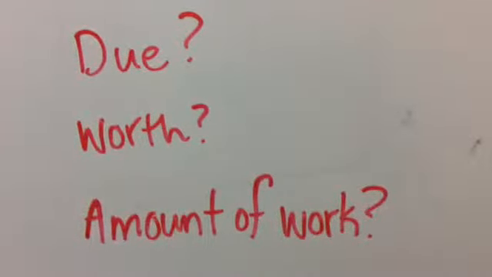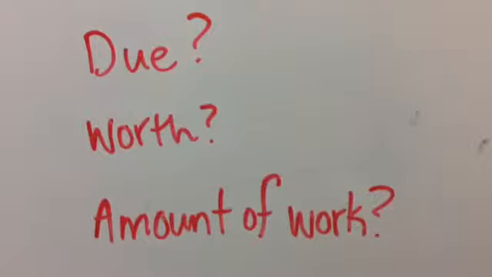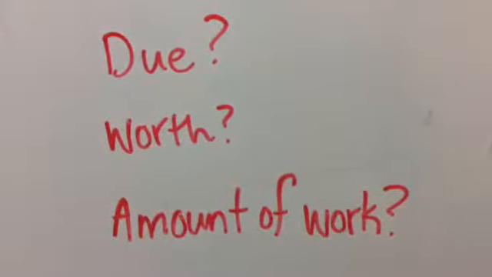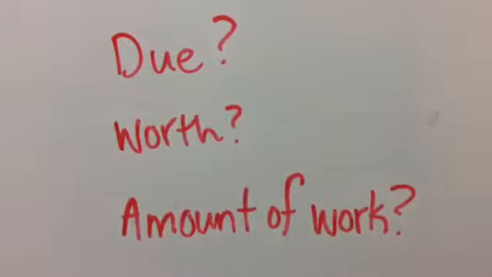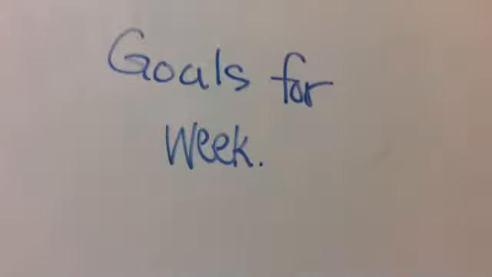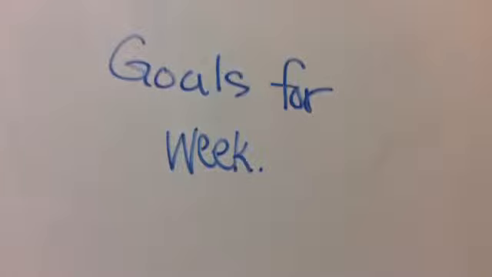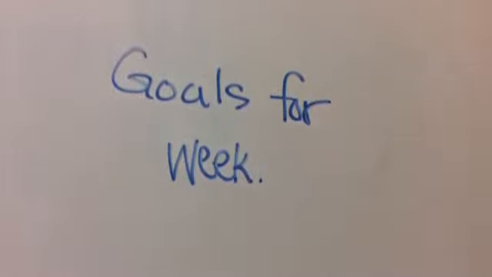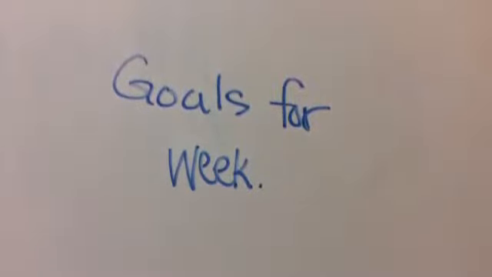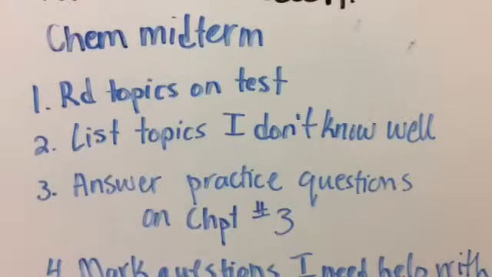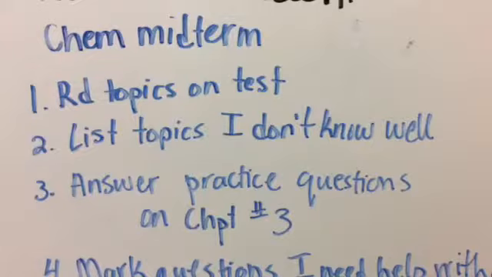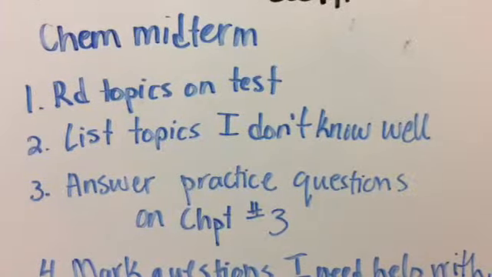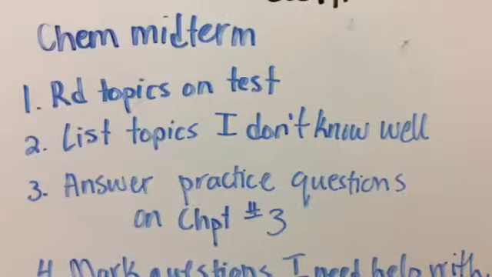So again, when it's due, how much it's worth, the amount of work involved, those all factor into my priority ranking. Okay? And once I figure out what assignments are coming up that week, those become my goals for the week. So basically at the end of this week, I have to get these things done, okay? The next thing you're gonna do is break down each task. Remember what I said about underestimating the amount of time it's gonna take us to do something? Well, that's where the task breakdown comes in.